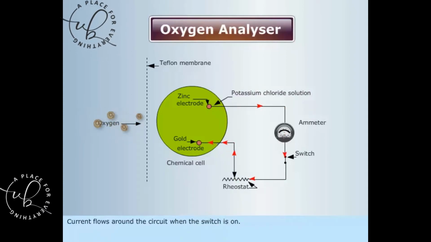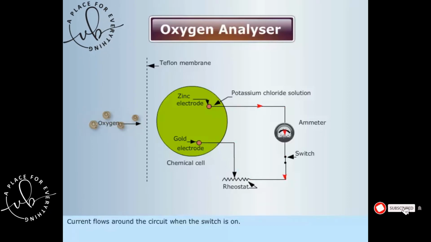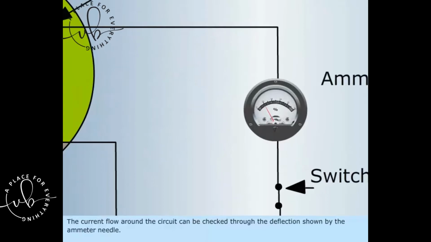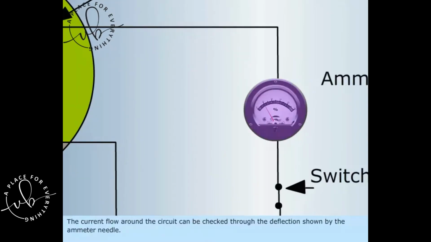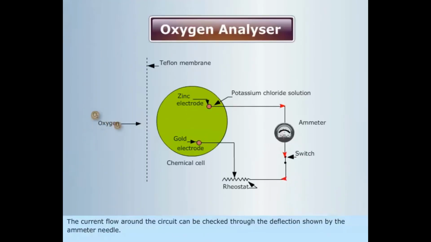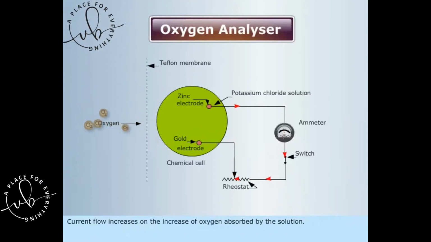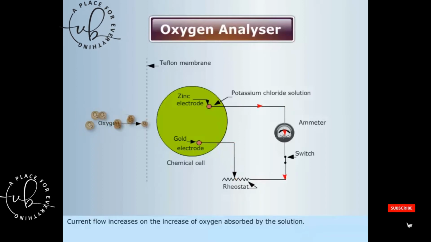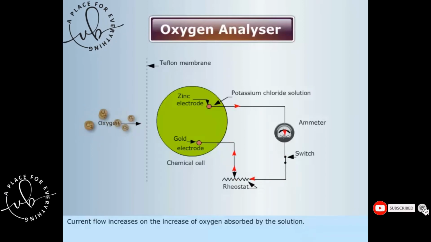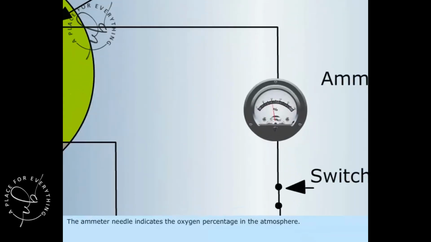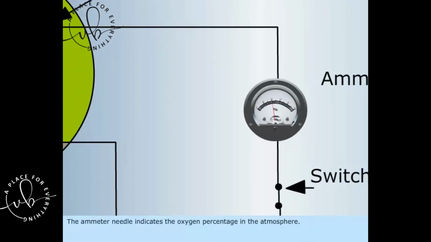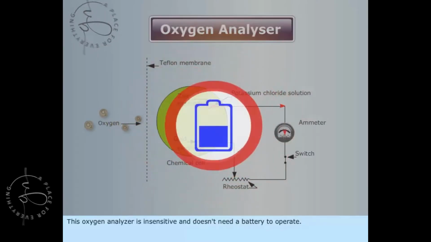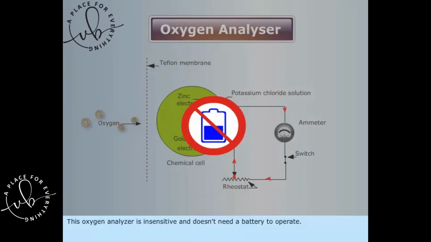Current flows around the circuit when the switch is on. The current flow around the circuit can be checked through the deflection shown by the ammeter needle. Current flow increases on the increase of oxygen absorbed by the solution. The ammeter needle indicates the oxygen percentage in the atmosphere. This oxygen analyzer is insensitive and doesn't need a battery to operate.